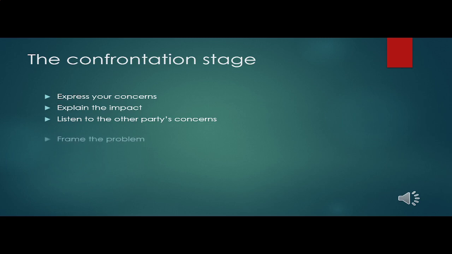Next, you need to frame the problem. At this point, you should be able to frame the problem as you interpret it from the discussion. A good problem statement should be able to address all the concerns of all parties involved. Always check if the framed problem is addressing the other party's concerns by asking him, is this the problem as you view it?